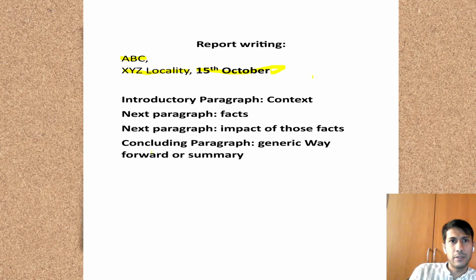Introductory paragraph. First is your name, locality, and the date in this format. Introductory paragraph, 2 to 3 lines of context. Next, the facts paragraph, 5 to 6 lines, or 4 to 5 lines. Next paragraph, again 4 to 5 lines or 5 to 6 lines. Concluding paragraph, again 3 to 4 lines. Yeah, a generic way forward or a summary.